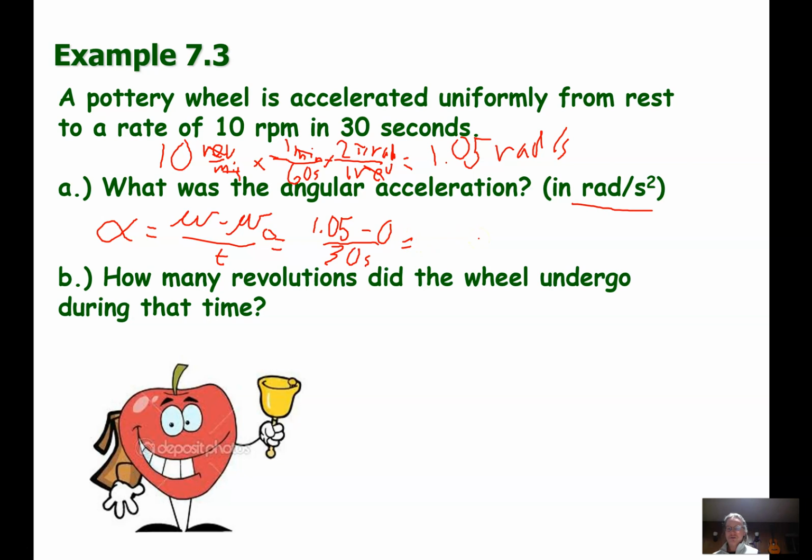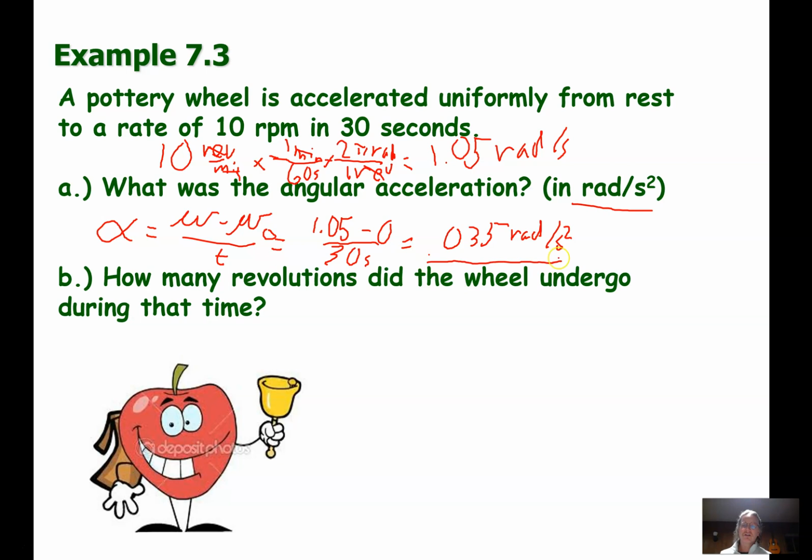Alrighty, so divide that by 30, and that's a whopping 0.035 radians per second squared. Alright, sweet.